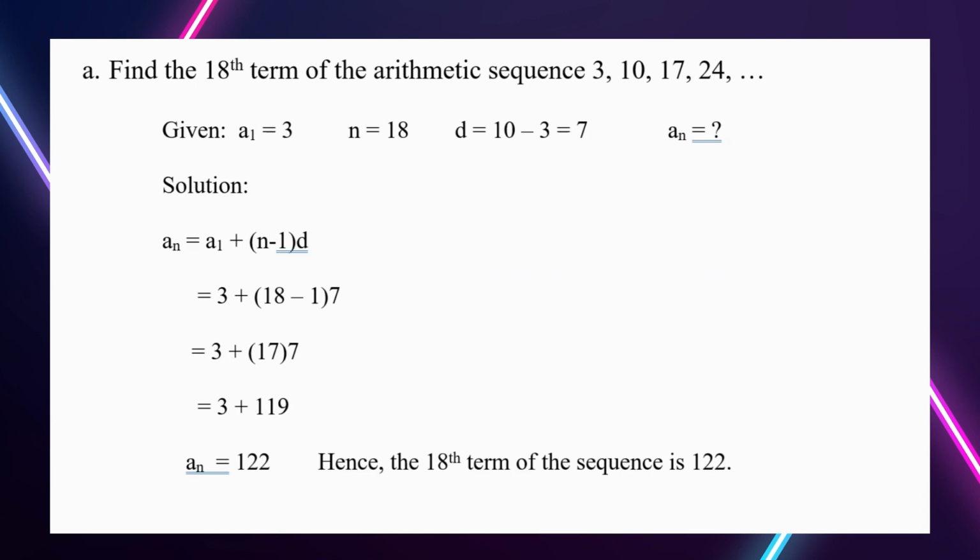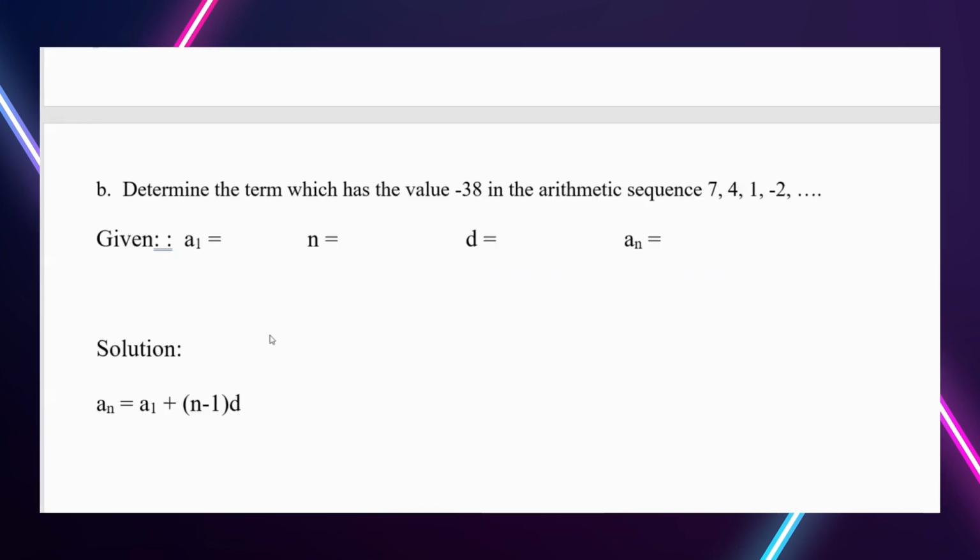Moving on to our second example. Determine the term which has the value negative 38 in the arithmetic sequence 7, 4, 1, negative 2. So una natin gagawin, we have to identify first the values na kailangan natin sa ating formula para malaman natin kung ano ang nawawala. So based on the sequence, our a sub 1 or the first term is 7. Our nth term is yun ang ating hinahanap. So nth term is missing.